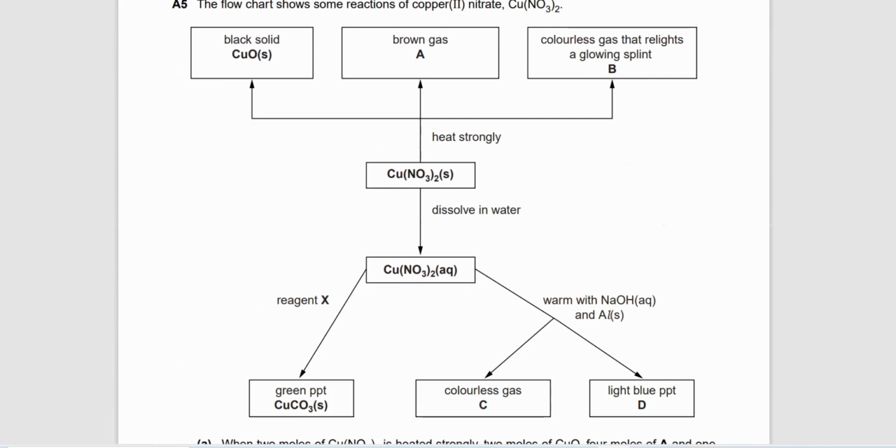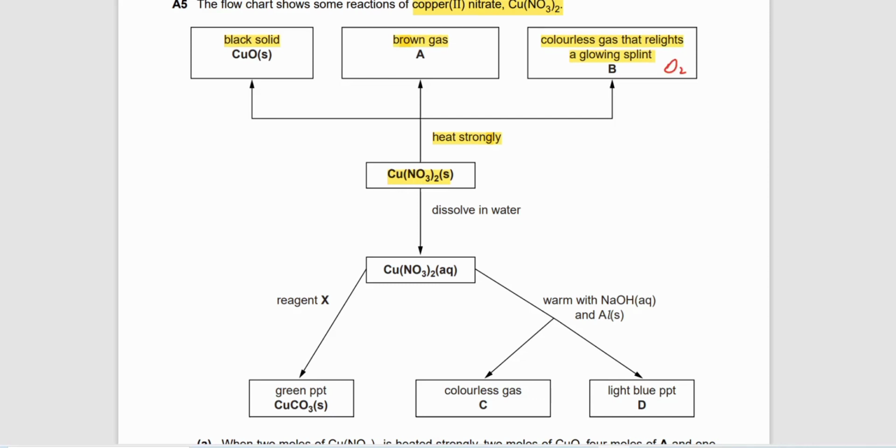So you can see over here we have A5. The flow chart shows some reactions of copper nitrate, copper(II) nitrate. Okay, Cu(NO3)2. So when the copper nitrate is strongly heated, it will decompose to form a black solid, that is copper oxide, and a brown gas, we don't know which gas that is, and a colorless gas that relights a glowing splint. From this clue we can understand that any gas which relights a glowing splint is oxygen. Okay, so which gas is it?